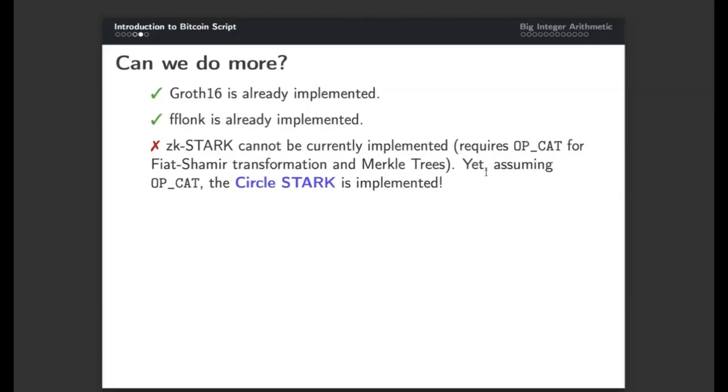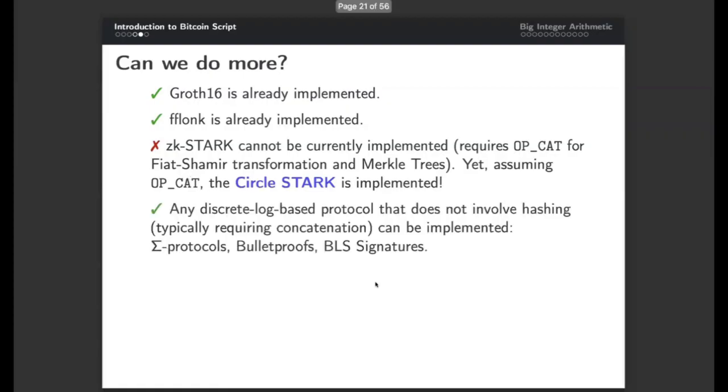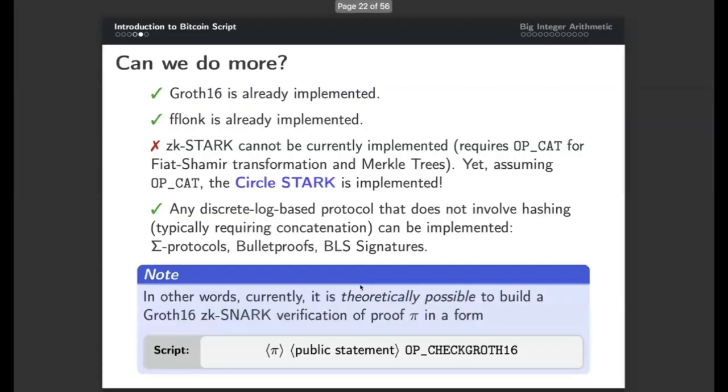Yet there are also a part of the research community which tries to research what happens if opcat suddenly becomes active in Bitcoin script. So what mechanism can you implement? And it turns out that the circle Stark is also already implemented, but assuming that opcat is present. And also, you pretty much, theoretically, again, you can implement any discrete log-based protocol that does not involve hashing. This might be Sigma protocols, bulletproofs, BLS signatures, etc.